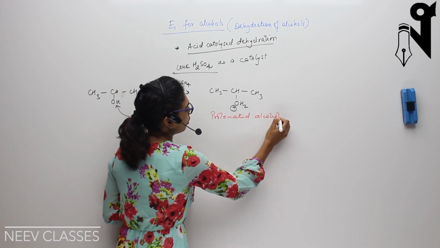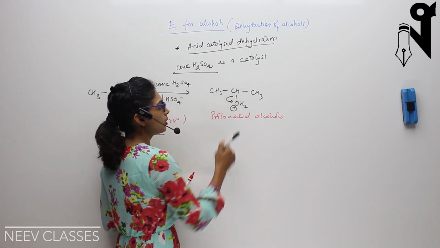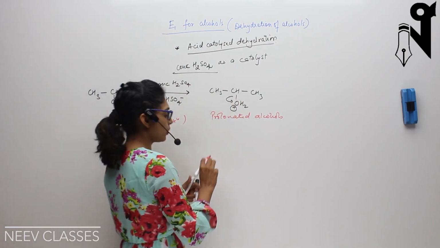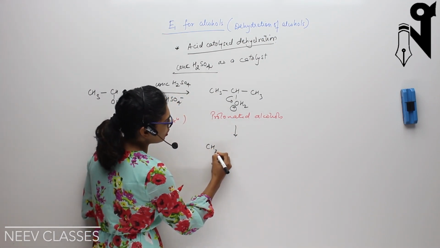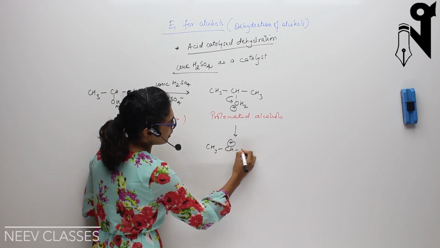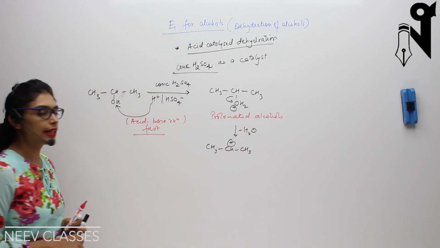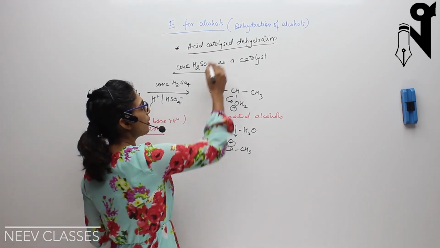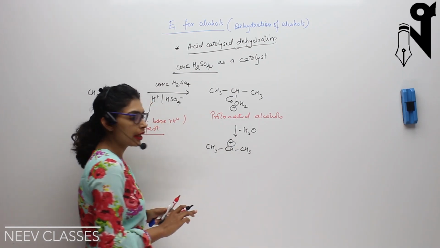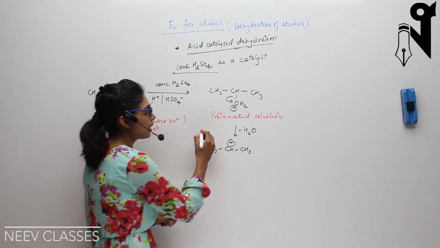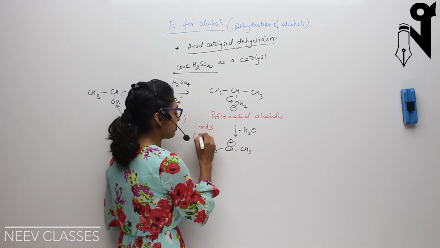Now this protonated alcohol will break its bond with carbon, forming a carbocation. So the intermediate would be CH3CH+CH3, and the removal of water will take place. So dehydration has taken place, what we were expecting, and we have got a carbocation. Now the formation of this carbocation is the RDS, or you can say it is a slow step.